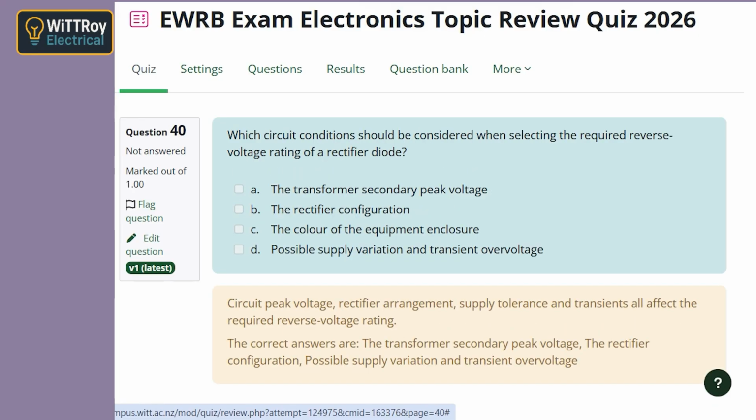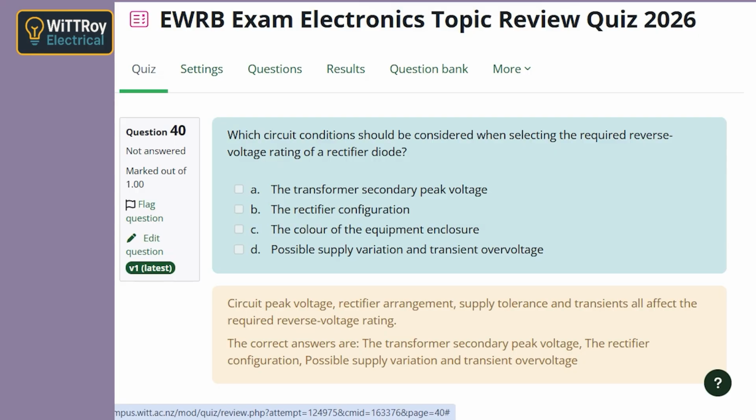Question 40. Which circuit conditions should be considered when selecting the required reverse voltage rating of a rectifier diode? I picked the enclosure color. Honestly, that was a guess. I had forgotten which practical conditions actually affect semiconductor temperature. I understand your thinking, but that answer reverses the actual operation. We'll build it up one step at a time.